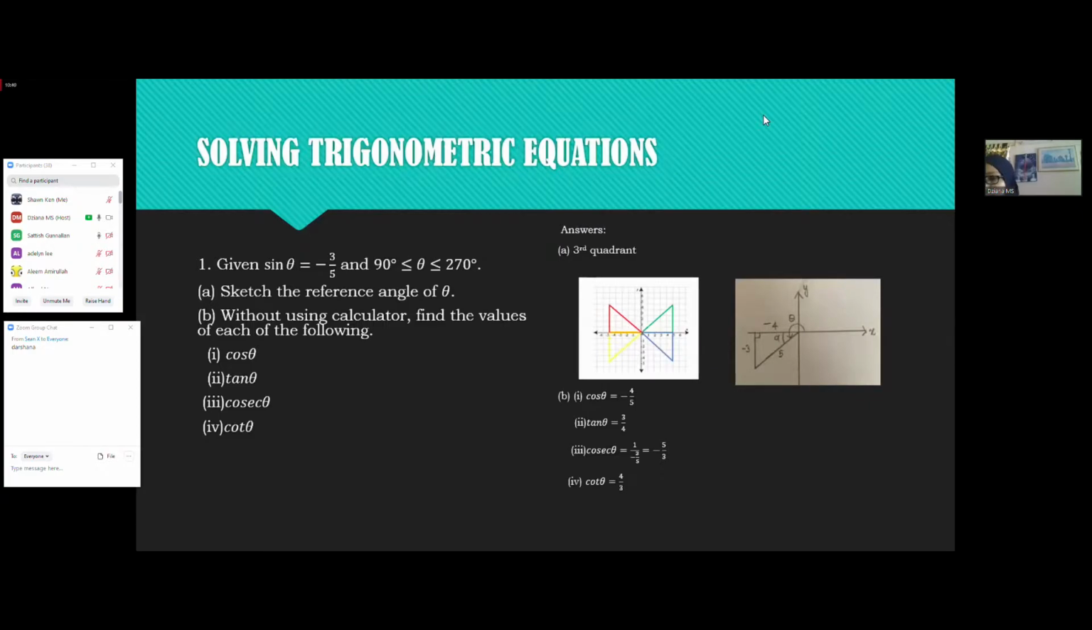Please respond. Teacher. Yes. So for this sketching the reference angle, how do you get the 3, 4, and 5? Remember the question already gives you sine theta is 3 over 5. Sine is opposite over hypotenuse, so I know the opposite is 3, the hypotenuse is 5. Using Pythagoras theorem, you know the adjacent is 4. Is it clear, Satish? Yes.